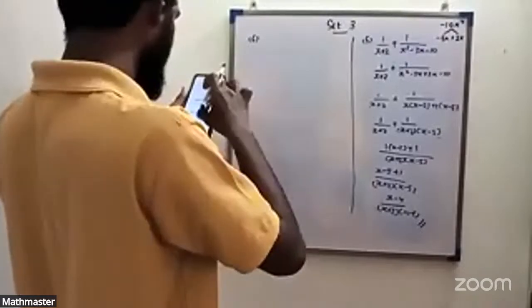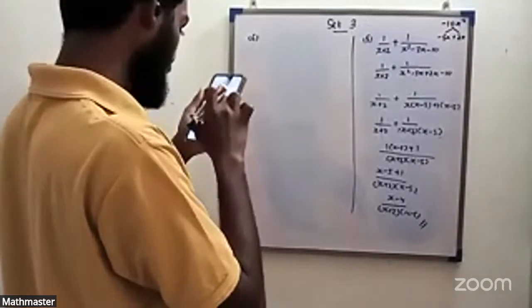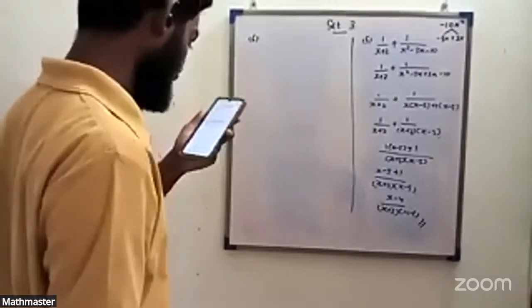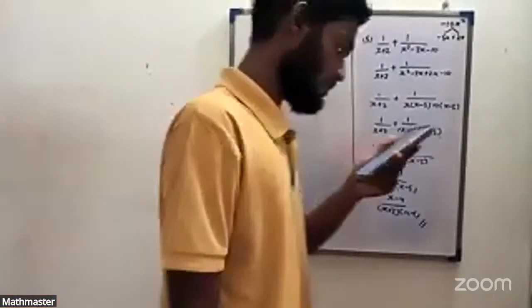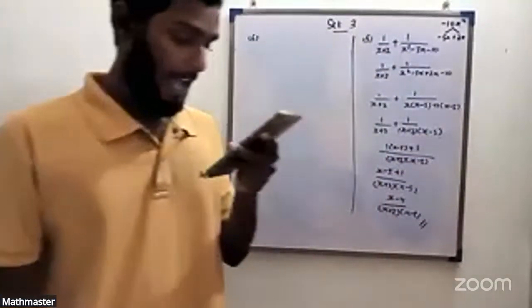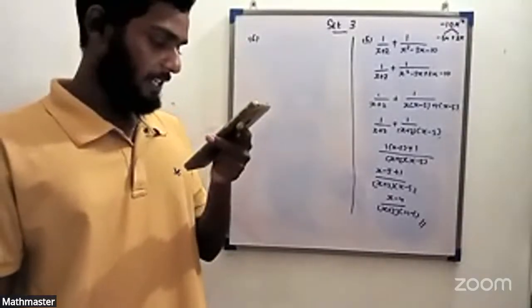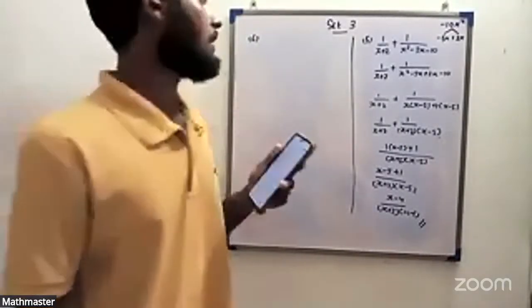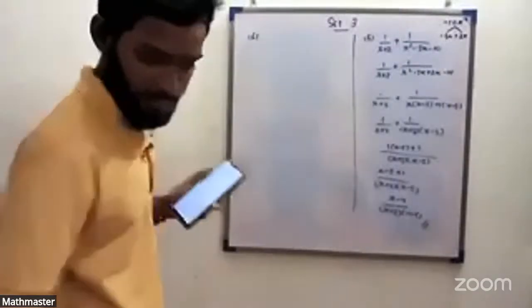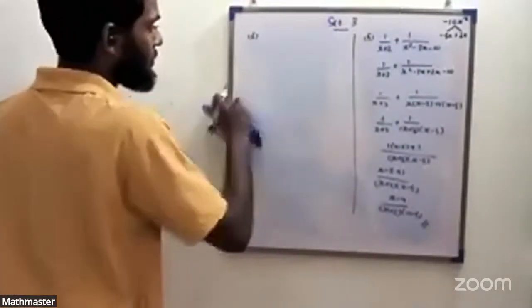Question number 6, it says the assessed value of a certain house is 30,000. If the relevant provincial council charges 5% of the value of the house as rates, calculate the rates that he has to pay for a year. Right. So we know the formula for rates. We have studied rates, right?